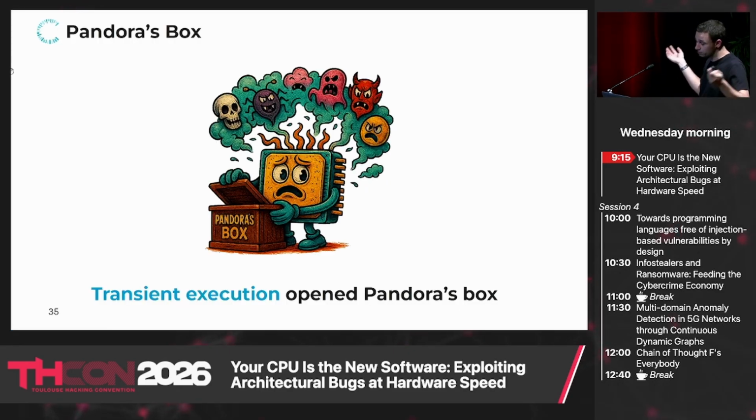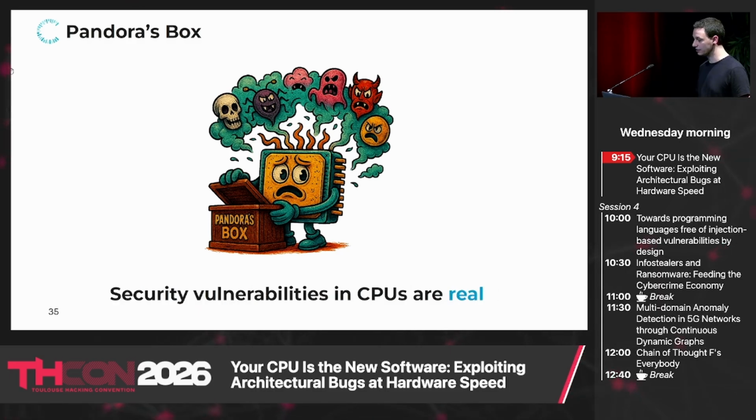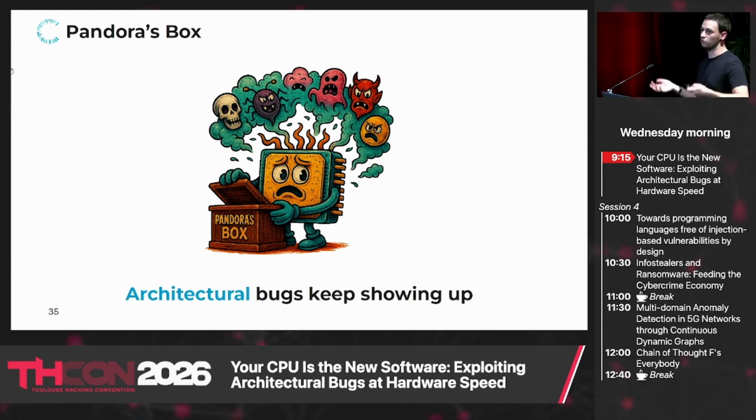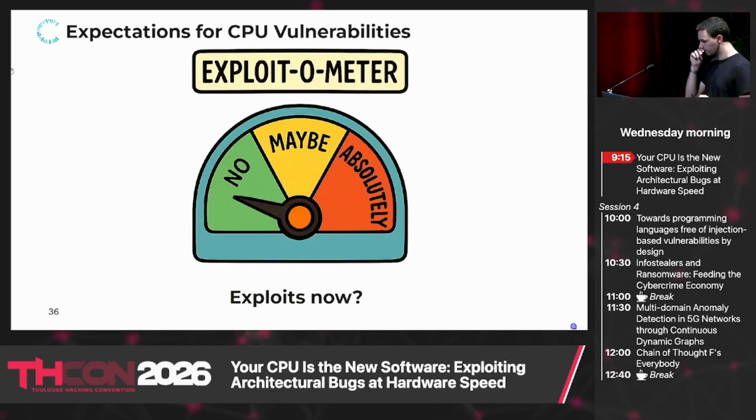And if you look a bit past, we saw this essentially all started with transient execution attacks with Spectre and Meltdown, where people were convinced, oh, the CPUs have security vulnerabilities. They are real. It started with side channels being involved in seeing them, but now we see more and more architectural things where you can directly read data, write data on a CPU. And this is a problem.